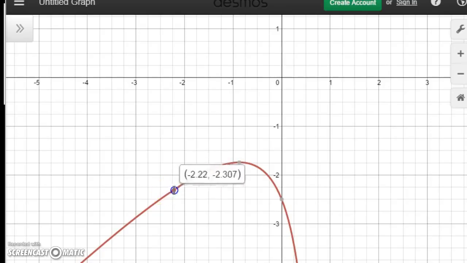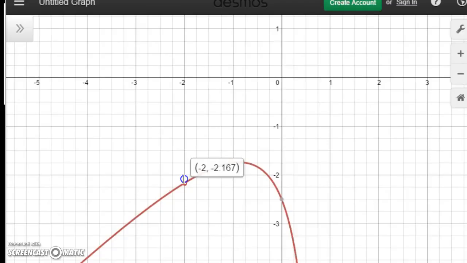So if I come from the left, as my x approaches negative 2, my y gets close to this negative 2.167 for now. If I approach from the right, same thing, I get close to this negative 2.167. But I don't think this y coordinate is the actual value. I think that's actually rounded.